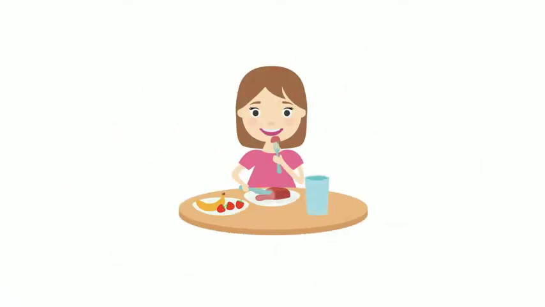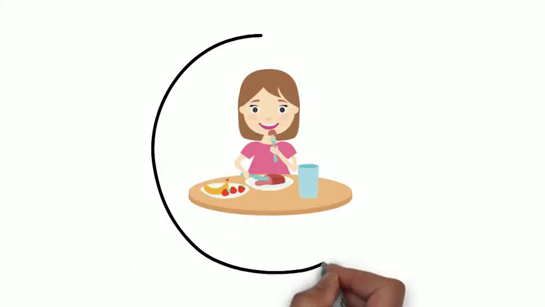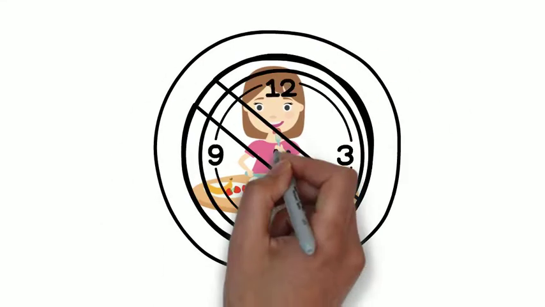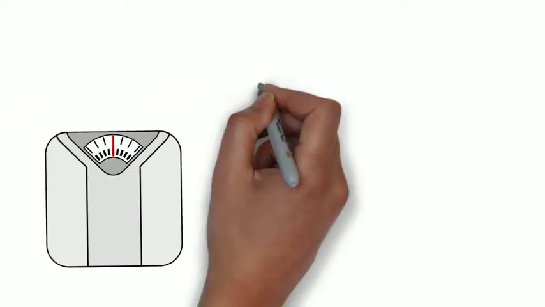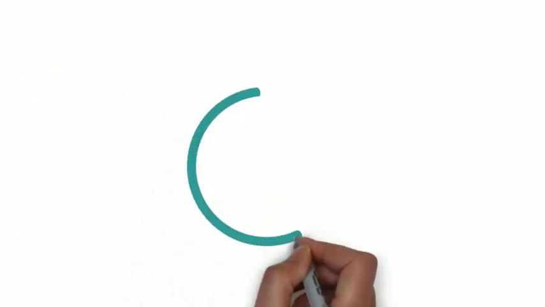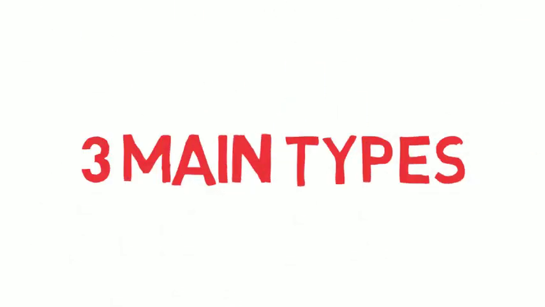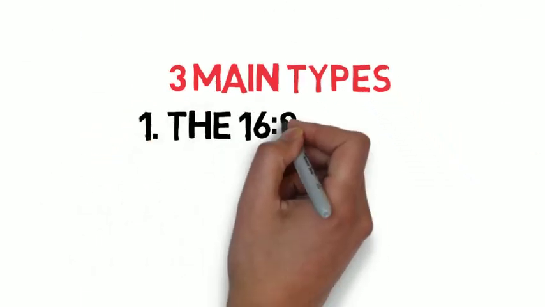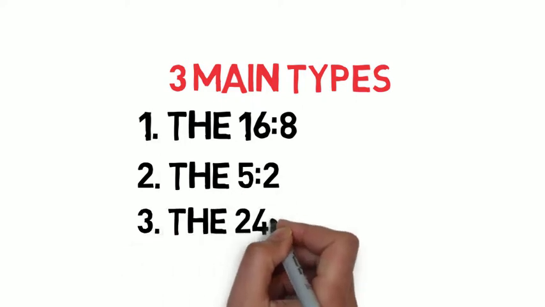Intermittent fasting is a form of fasting in which you don't consume any calories for a certain period of time. While more research is needed, this eating pattern has been found to help with weight loss and improve health. It can be particularly helpful for several conditions, such as diabetes. There are three main types of intermittent fasting: the 16-8, the 5-2, and the 24-hour fast.